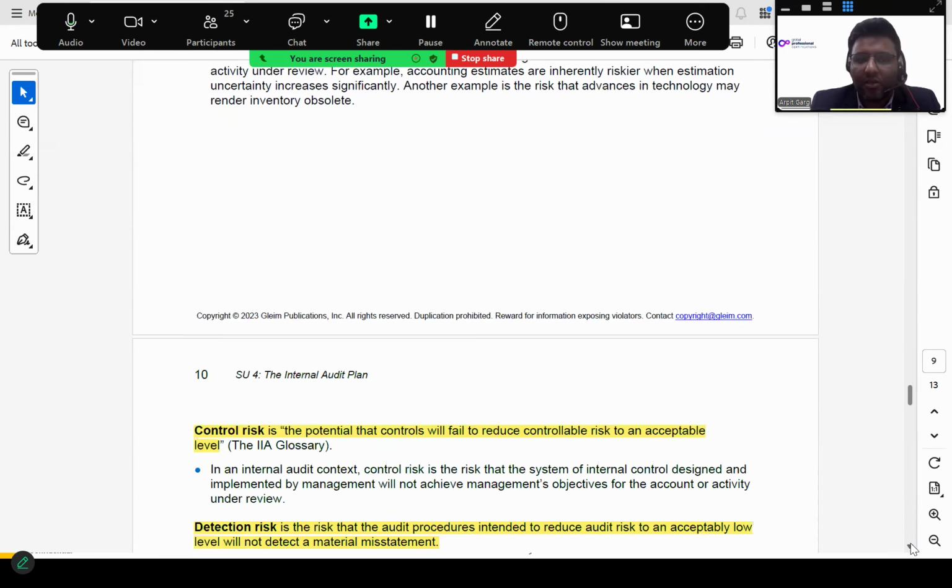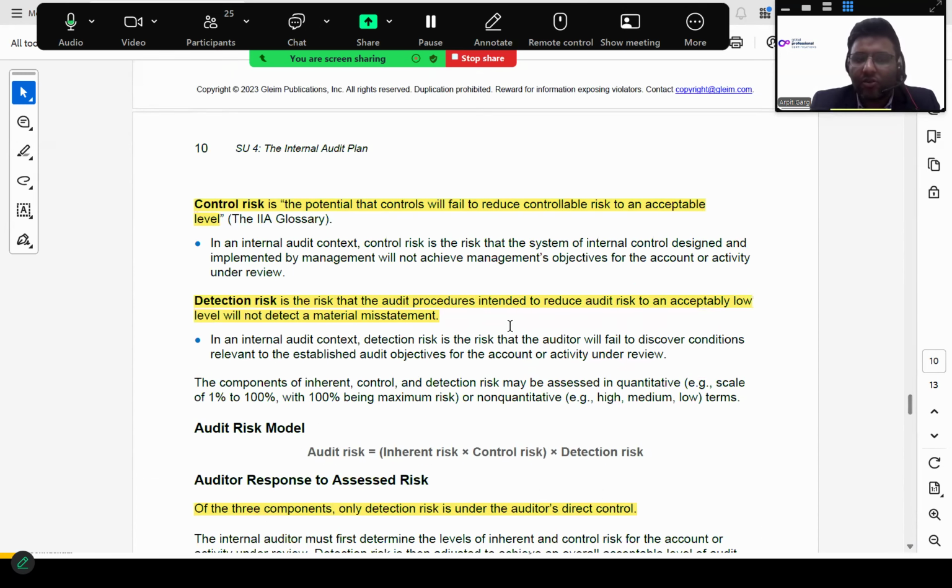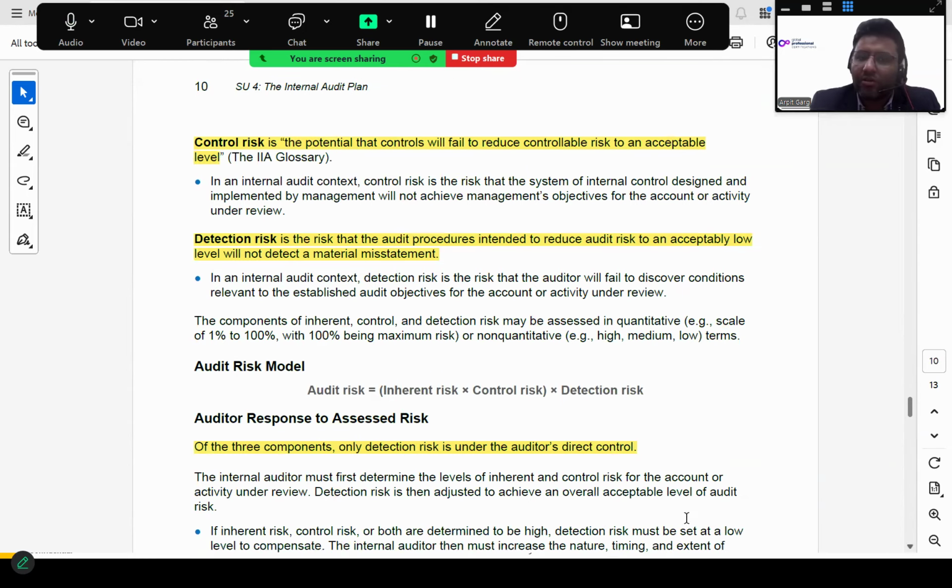Again, just read it. Control risk is what? Can you all say that? Control risk is the potential that controls will fail to reduce controllable risk to an acceptable level. Right. Again, in the internal context, control risk is a risk that the system of internal control designed and implemented by the management will not achieve management objectives for the account or activity under review.